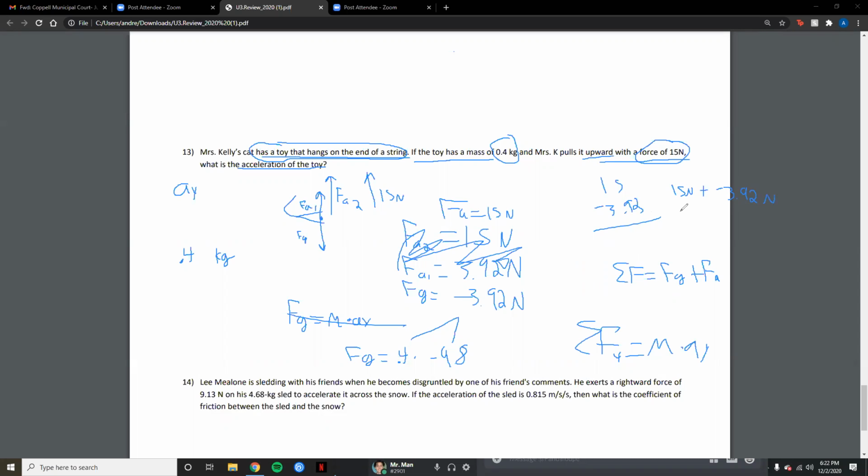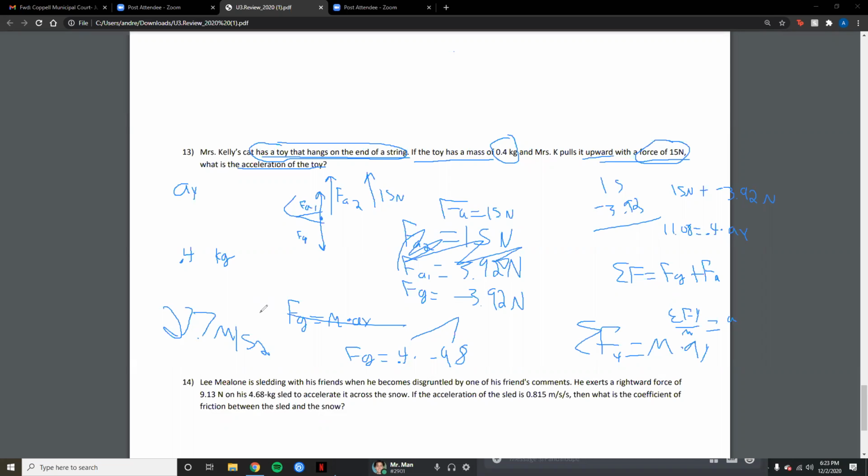So 15 minus 3.92 is 11.08. So 11.08 equals the mass, which is 0.4, times the acceleration. And if we're doing it her way, it would be the sum of F of y over mass equals acceleration. So 11.08 divided by 0.4 equals 27.7, which is the acceleration. Yep, that's what I got. That was a little tricky.